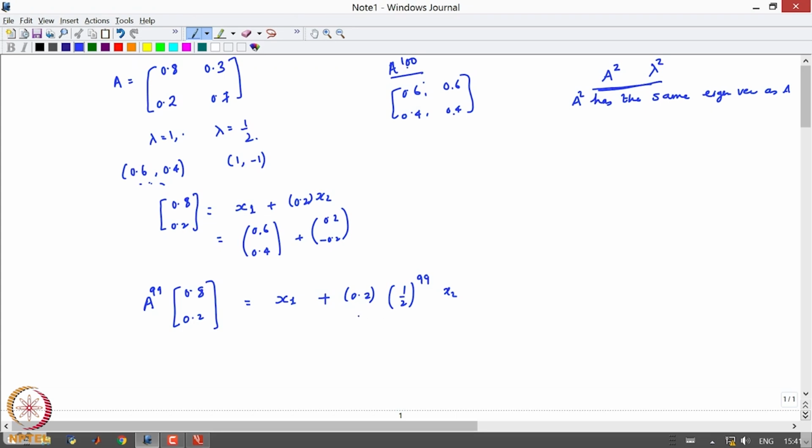Now, this is arbitrarily close to 0, right? Maybe the first digit will show up after some 20, 30, 40 decimal places, and therefore, A to the power 99 times 0.8, 0.2 would simply be 0.6 and 0.4. Similarly, with the second column also, right? Okay. Now, why does it happen this way, right?